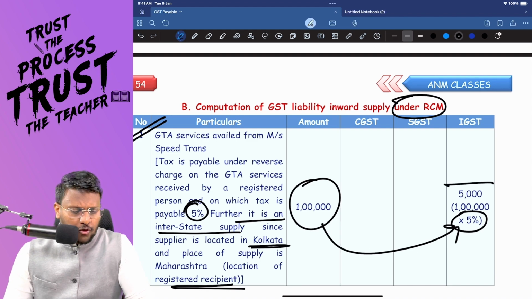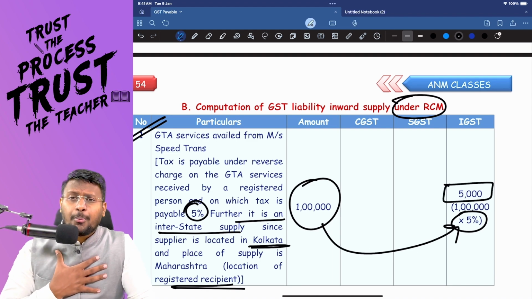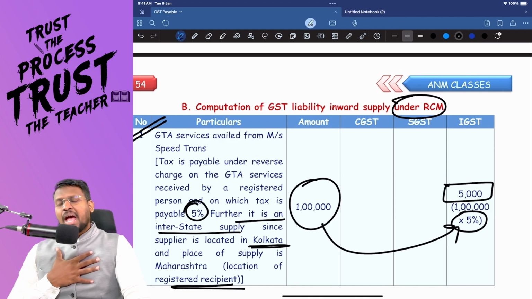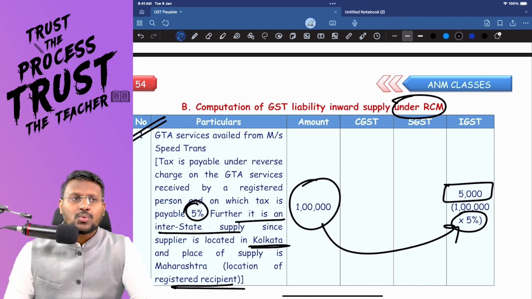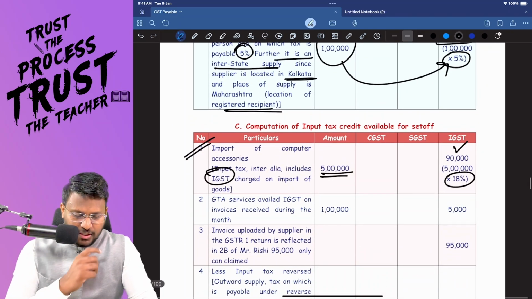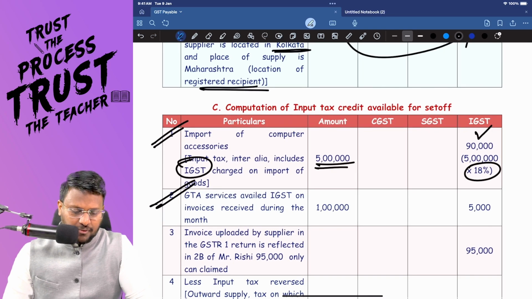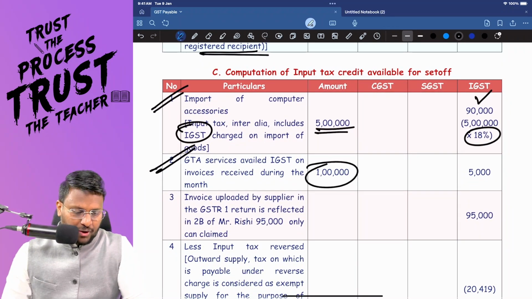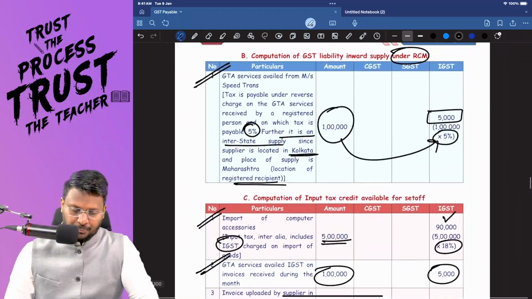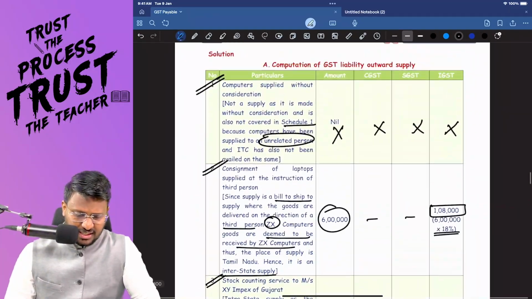RCM. So 5,000 we have to pay from our pocket as what? RCM. And this 5,000 can be taken as what? ITC. So in the computation of ITC, GTA services availed, IGST on invoice received during the month, 1 lakh into 5% comes to how much? 5,000. Comfortable, sir? Yes, sir.